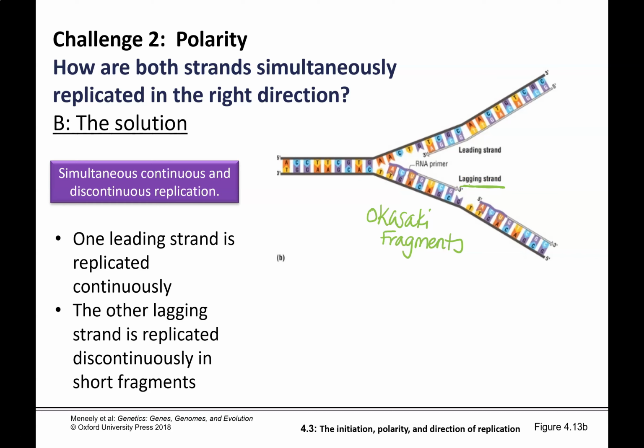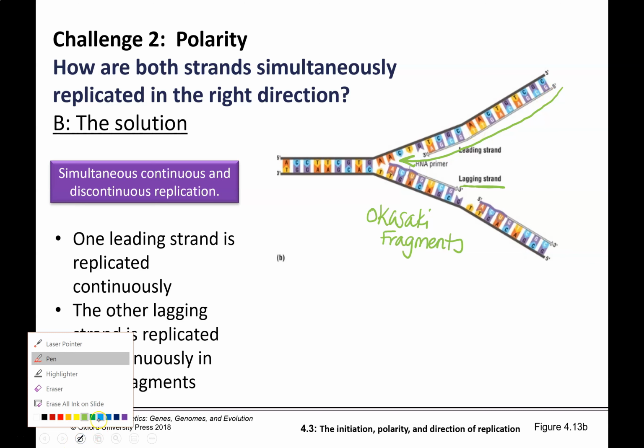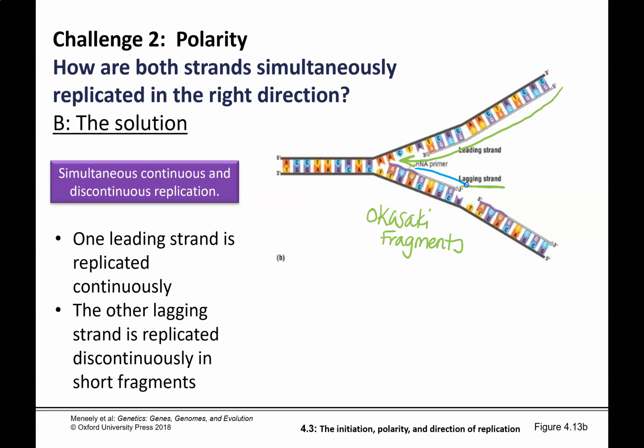Now the lagging strand is made discontinuously because as the fork opens up, we can now make another part. So on one strand, we're going to be working continuously, moving toward the replication fork in a 5' to 3' direction. On the other strand, we're going to be working discontinuously, still in a 5' to 3' direction, but we have to make those fragments because we keep moving farther along that replication fork.